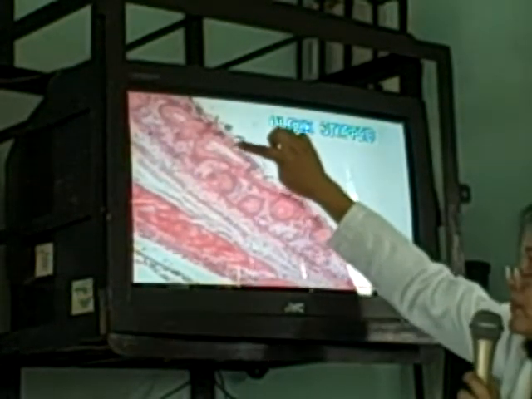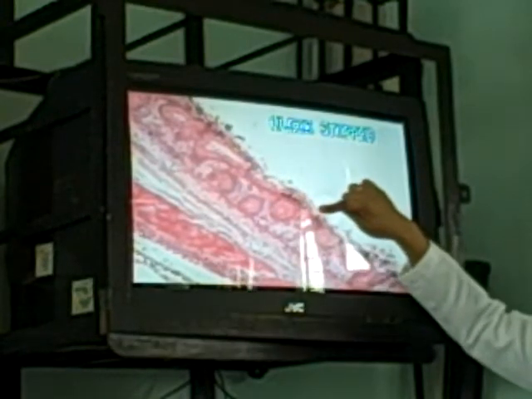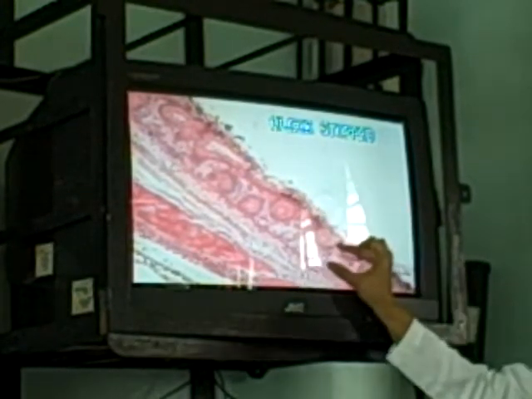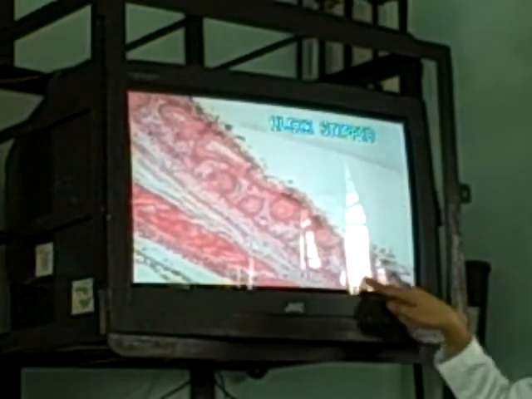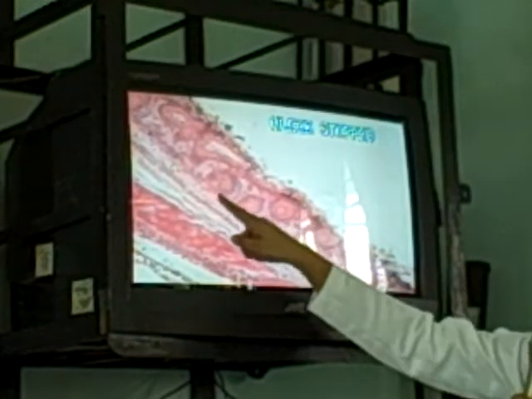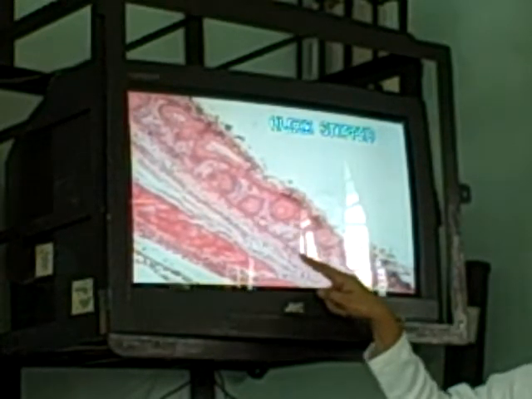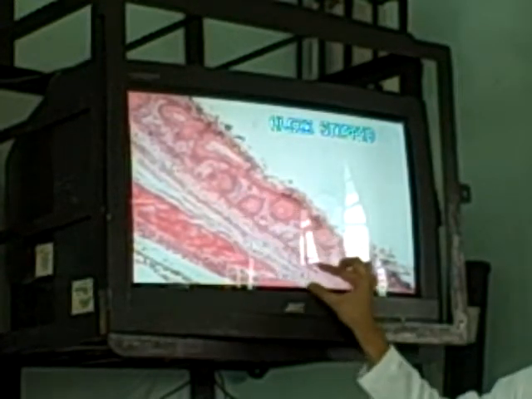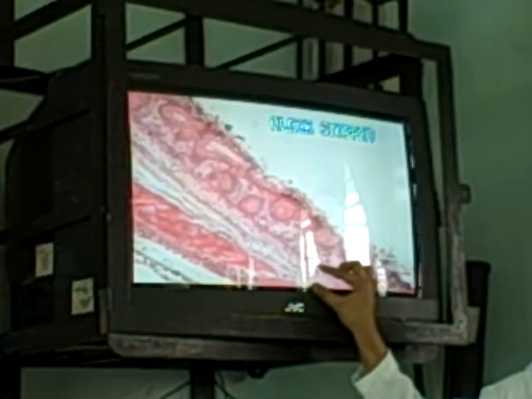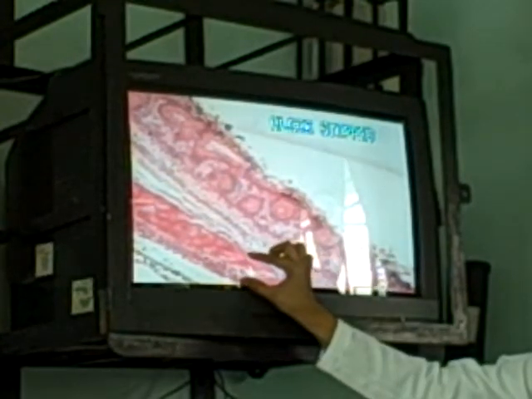So looking at low power, it is formed only by lining epithelium, simple columnar with predominance of goblet cells. Lamina propria occupied by your intestinal glands, but again, more of goblet cells. And then the thin muscularis mucosa. This is your submucosa, no glands, just like your duodenum, jejunum and ileum. And then your muscle layer.